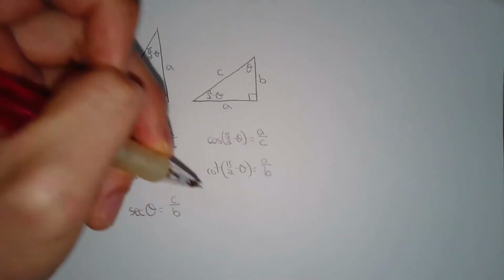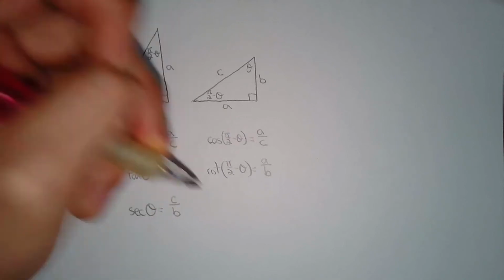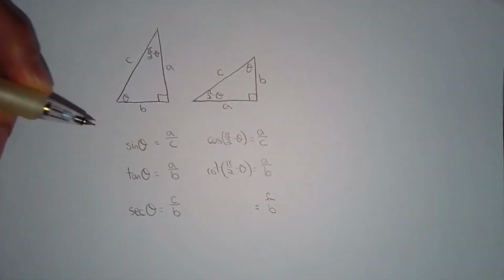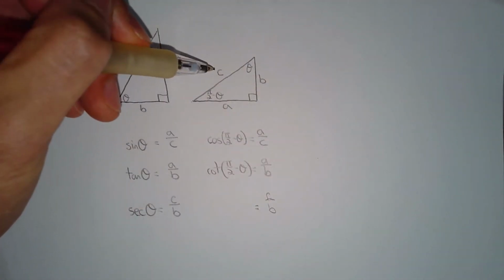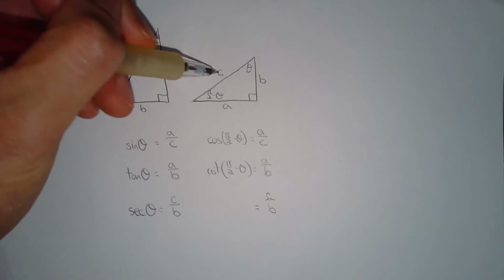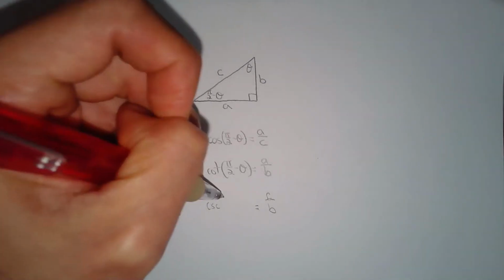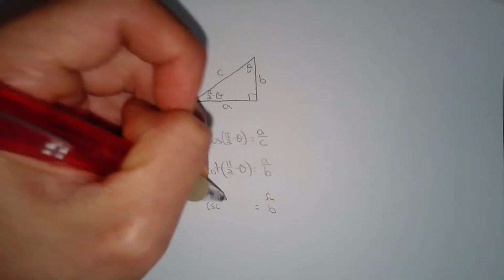So secant. I don't want to spoil it for you, but C over B, how else can I generate a ratio of C over B? How about hypotenuse over opposite? So this is cosecant of this angle, pi over 2 minus theta.